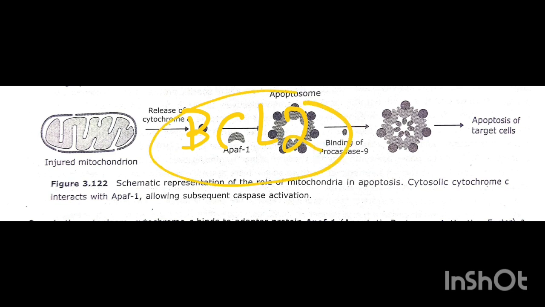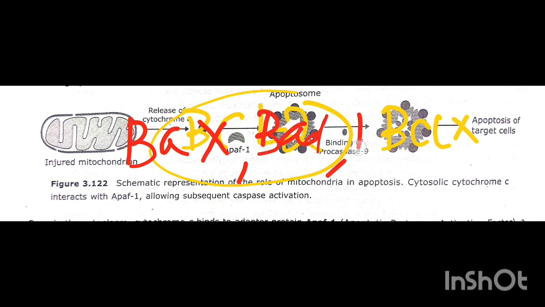This intrinsic apoptotic pathway is actually regulated by the BCL2 family of proteins. This family comprises both anti-apoptotic members, which inhibit apoptosis, and pro-apoptotic members, which activate the apoptotic pathway. Anti-apoptotic members are BCL2 and BCLX. But there are some pro-apoptotic members which promote apoptosis, and those are BAX, BAD, and BIC. BCL stands for B cell lymphoma or leukemia 2 gene.